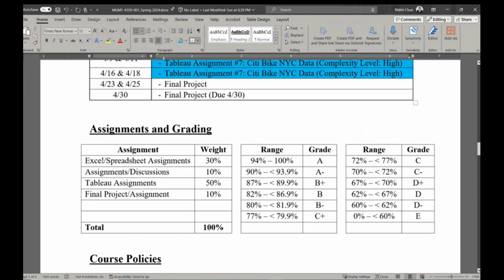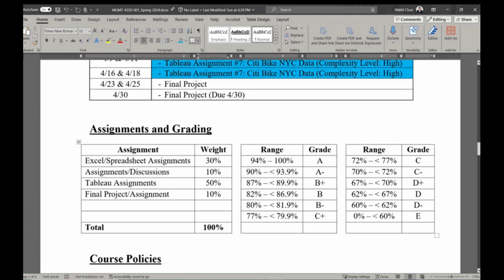30% will be for your excellent spreadsheet assignments, and 10% will be for assignments and discussion, as well as a small quiz I'll be having at the end of every lecture. We won't be having one today, because today is just introductory, but starting from Thursday, we'll be having a small 5 or 10 question multiple choice quiz based on whatever lecture or content has been posted on Canvas. You just have to read, understand, and do that quiz. So assignments, discussion, and quizzes contribute 10% of the weightage.